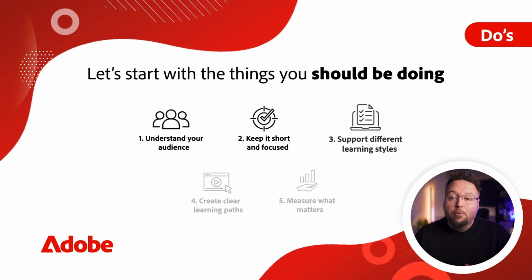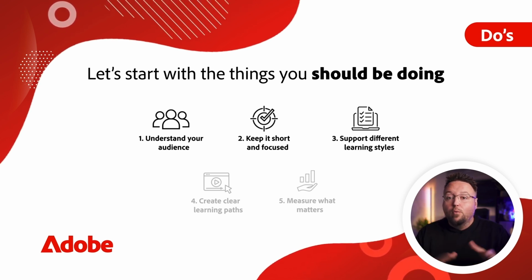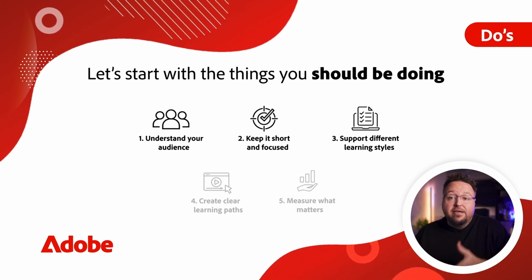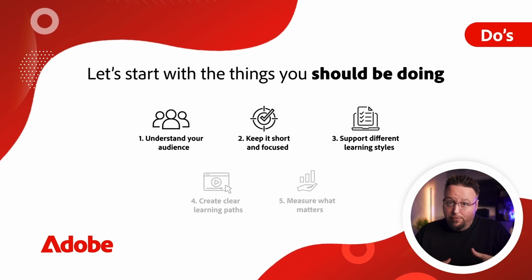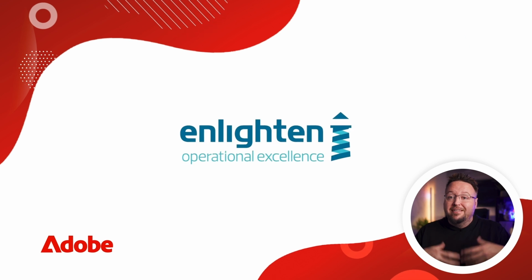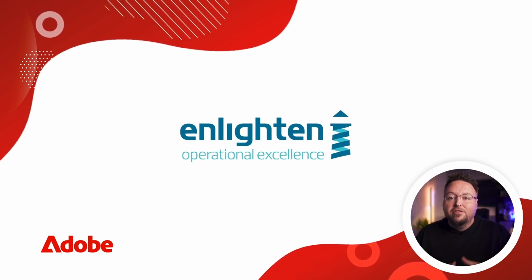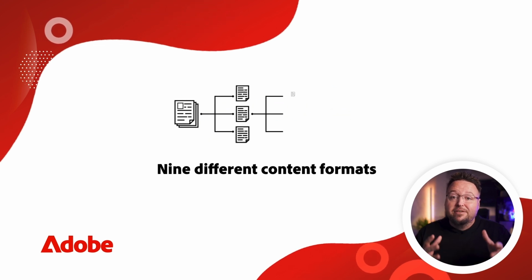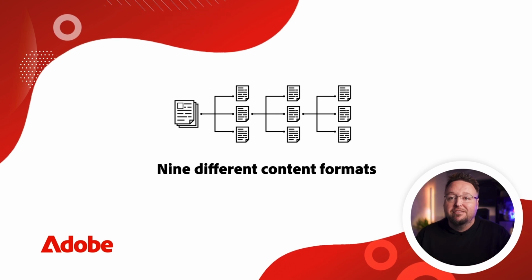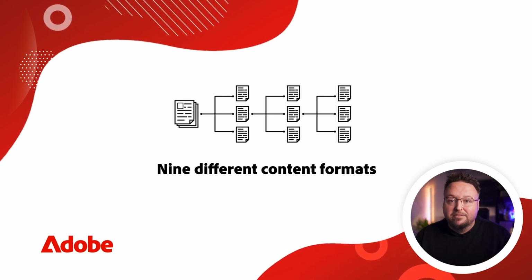Number 3, support different learning styles. Not everybody learns the same way, so your content shouldn't take a one-size-fits-all approach either. Some people prefer watching videos, others like reading guides, and many learn best by doing through interactive exercises or hands-on practice. A great example of this in action is Enlighten Operational Excellence, a company that provides analytics tools and training. Their learning platform supports 9 different content formats within their Fluidic player, from written materials to multimedia and interactive simulations, giving customers the flexibility to learn in a way that suits them best.